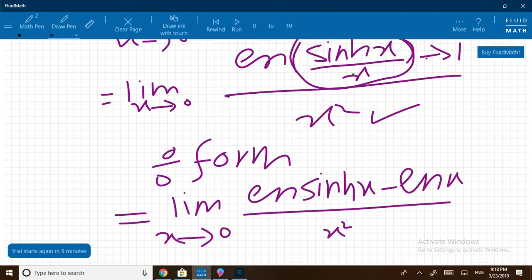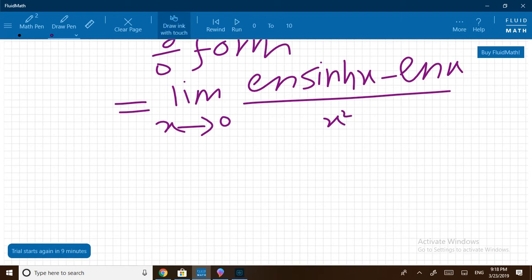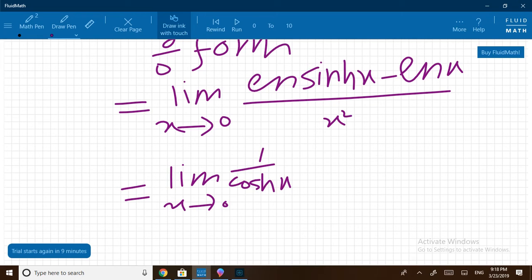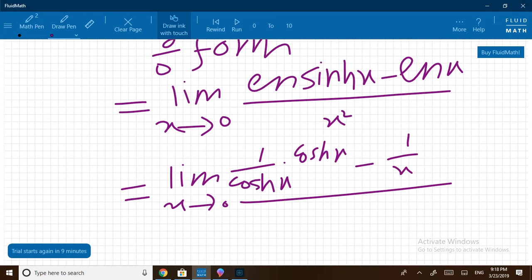Now we apply the L'Hopital rule. Take the derivative of the numerator terms and denominator terms. The derivative of natural log of sinh x is 1 over sinh x times the derivative of sinh x, which is cosh x. Okay, and minus the derivative of natural log of x, which is 1 over x, and also take the derivative of the denominator term, which is x square only, and it is 2x.